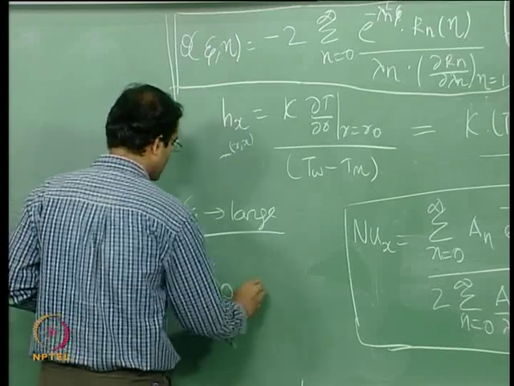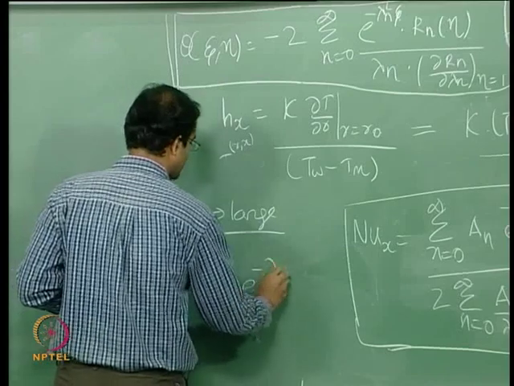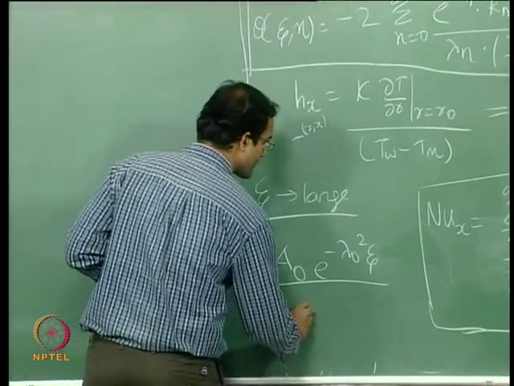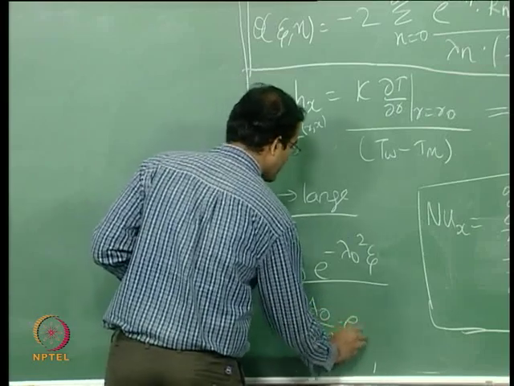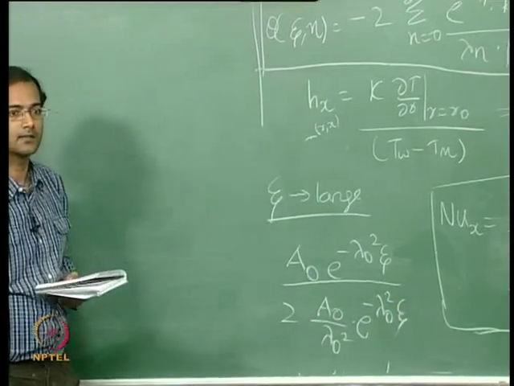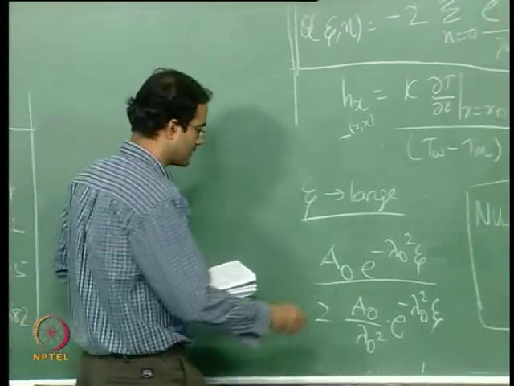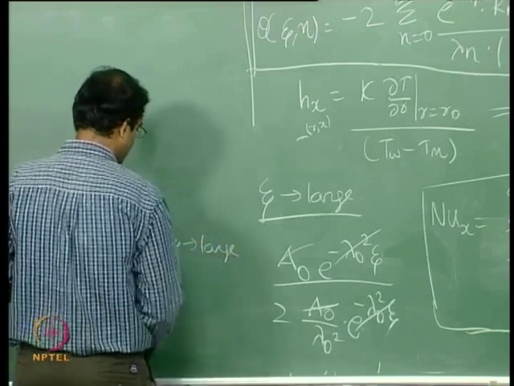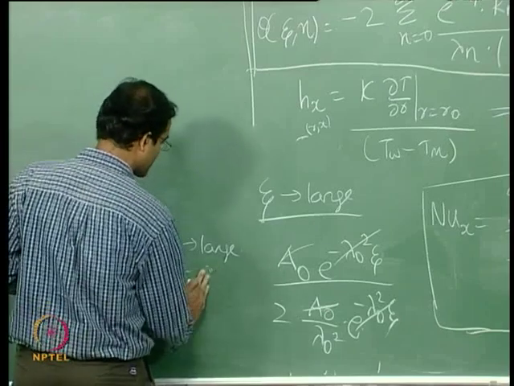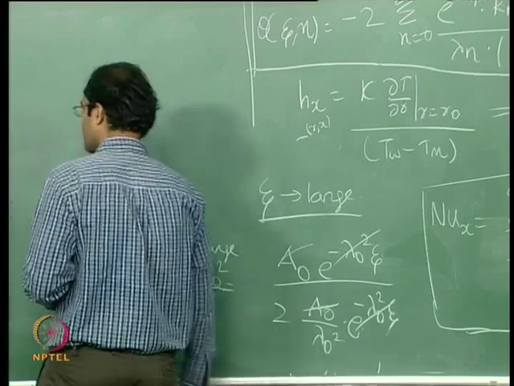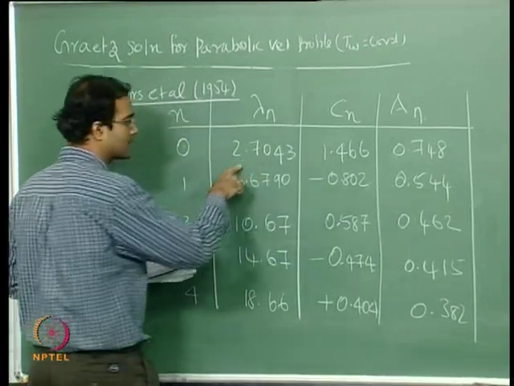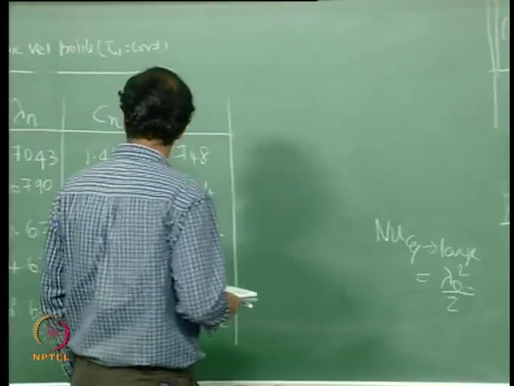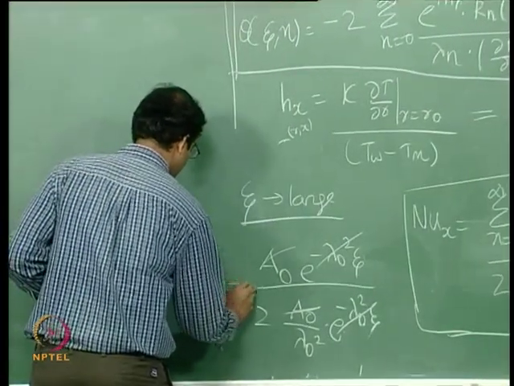So for that, this will be reducing to your A naught into e power minus lambda naught square into something which is very large, divided by 2 times you have A naught by lambda naught square into e power minus lambda naught square zeta, right. Well, I am retaining only the first term and neglecting all the higher terms, so these cancel out and your Nusselt number corresponding to large values of zeta will be nothing but 2 lambda naught square divided by 2. So if you substitute the value of lambda 0 corresponding to n equal to 0, what will be the value of Nu? So that is basically 2.7 the whole square divided by 2.